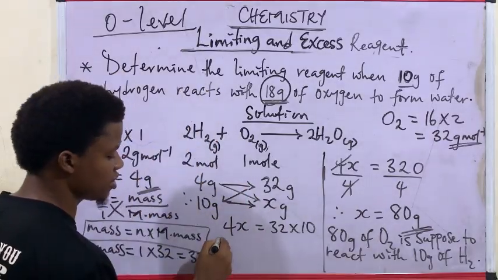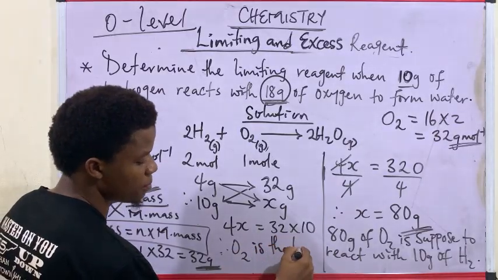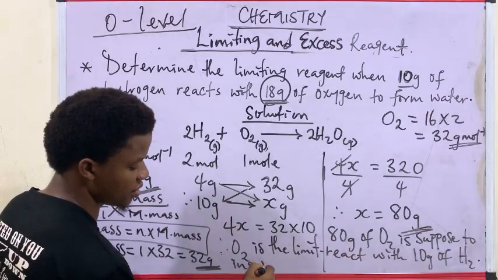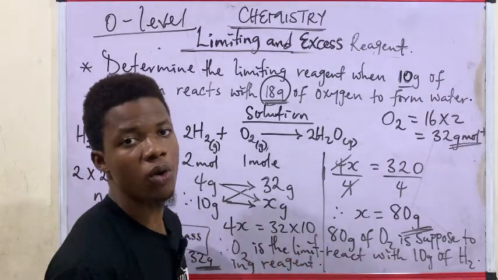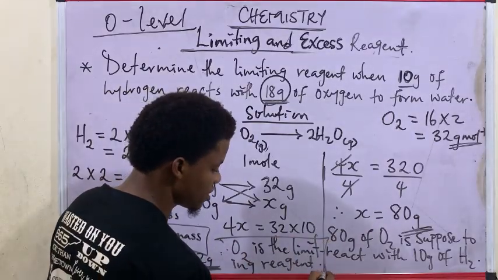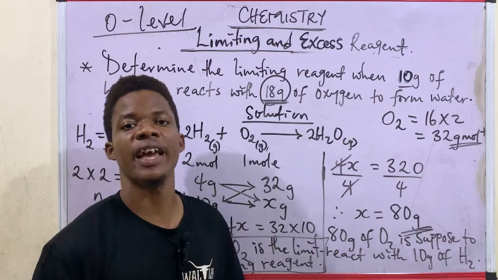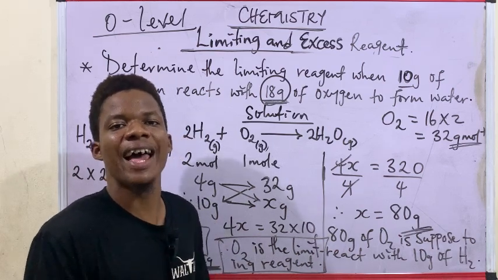Therefore, we can say that oxygen is the limiting reagent, and hydrogen is the excess reagent. Thank you. Now let's look at another question.